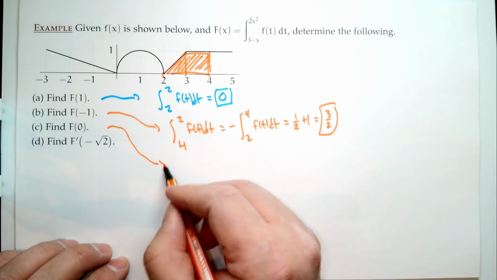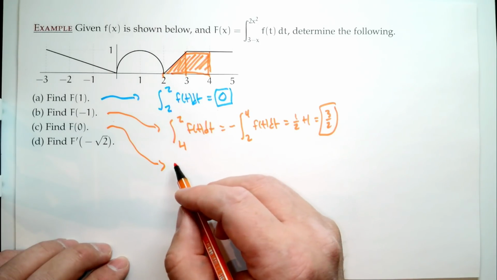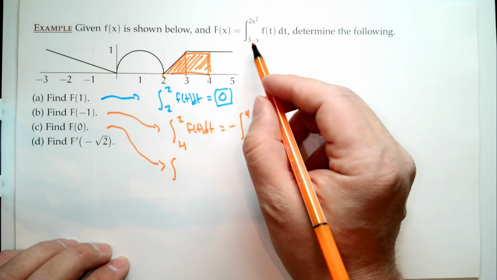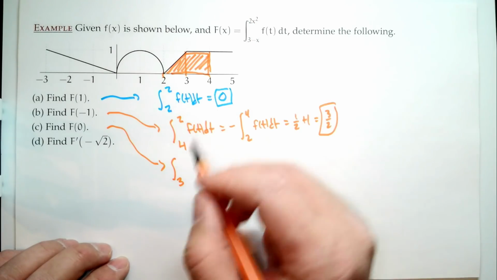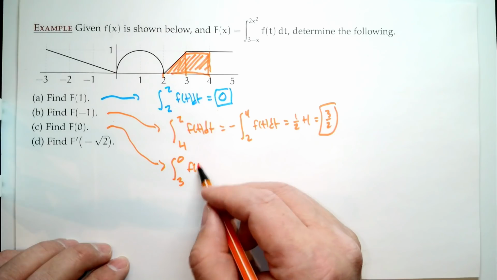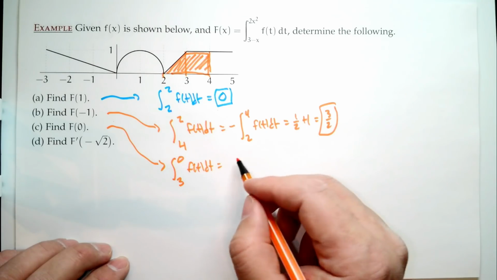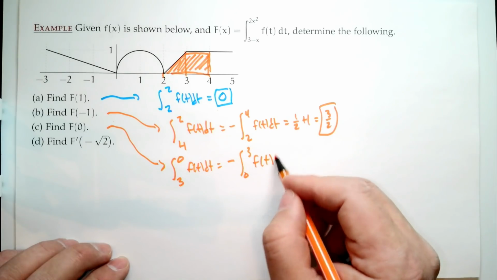All right. Find F of 0. Well, what will that be? Plug in 0. 3 minus 0 is 3. 2 times 0 squared is 0. f of t dt. So again, we'll flip: negative integral 0 to 3 of f of t dt.